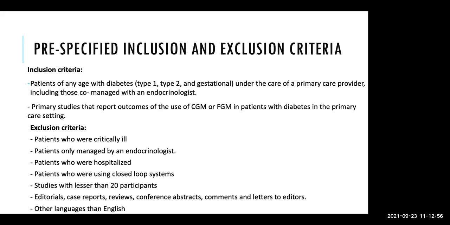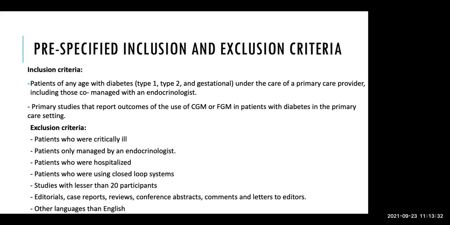No worries. Okay, so back to our example. I'm very aware this is still a little bit medical, but we will go through other examples as well. As you can see here, we also have exclusion criteria showing, for example, that looking at this diabetic patient, we do not look at those who were critically ill, who were hospitalized, who had used a closed loop system. We don't look at studies with less than 20 participants. And we also specify what type of studies will be included. For example, we're only looking at English language.